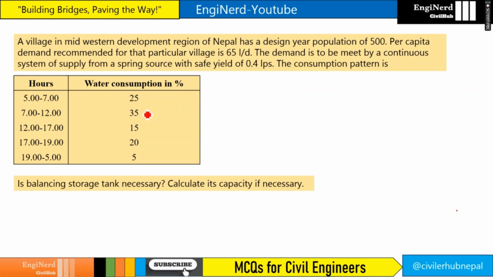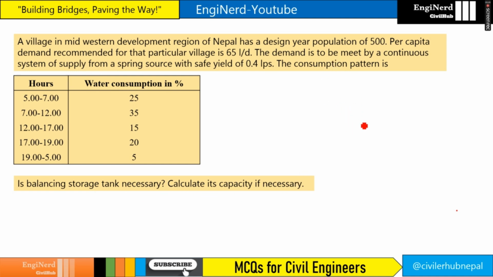In this video, we'll be doing this particular problem. A village in Mid-Western Development Region of Nepal has a design year population of 500. The per capita demand recommended for that particular village is 65 liters per day. The demand is to be met by a continuous system of supply from a spring source with safe yield 0.4 LPS. The consumption pattern is given as below. Is a balancing storage tank necessary, and calculate its capacity if necessary.